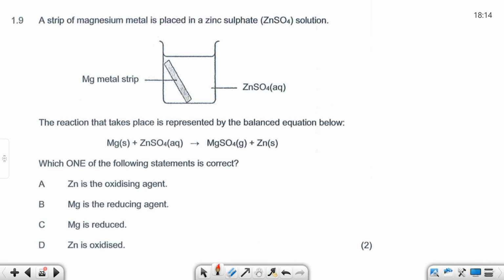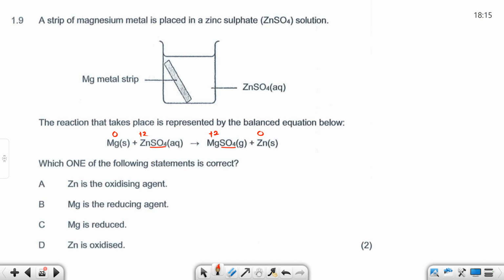Oxidation number of a solid, that's 0. Another solid here in a free state, 0. All right, zinc is going to be 2 plus. Mg is going to be what? 2 plus. That one is going to remain the same. It's called a spectator ion.